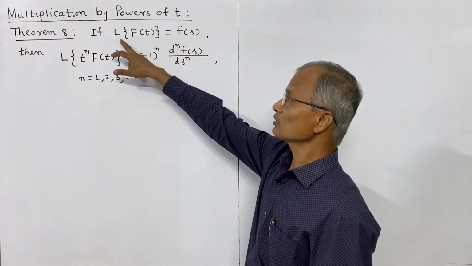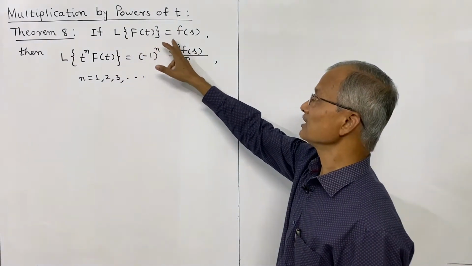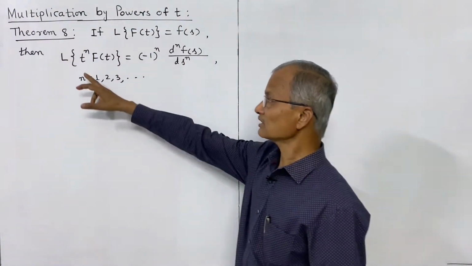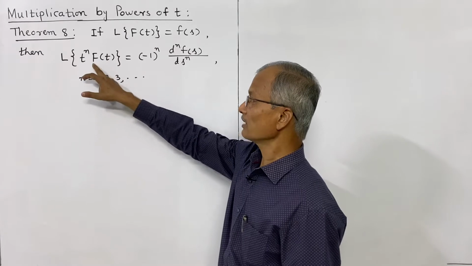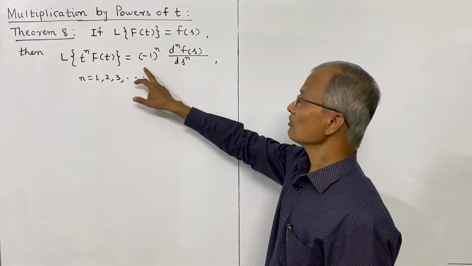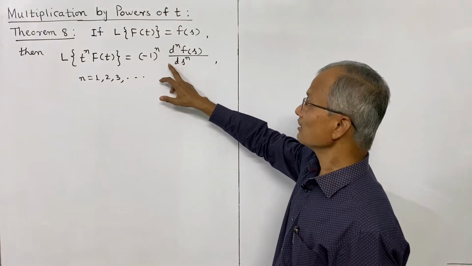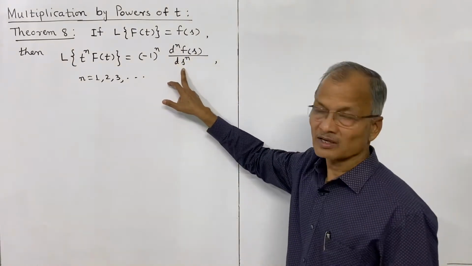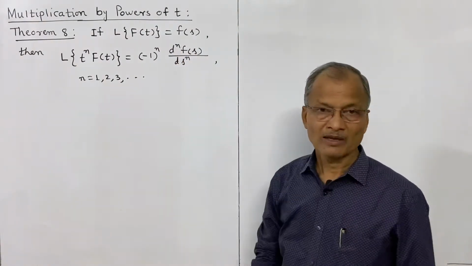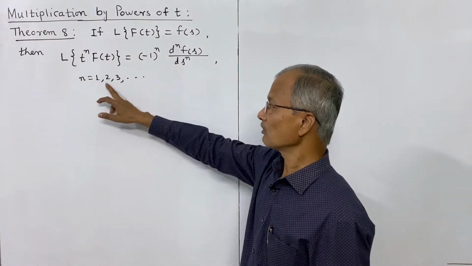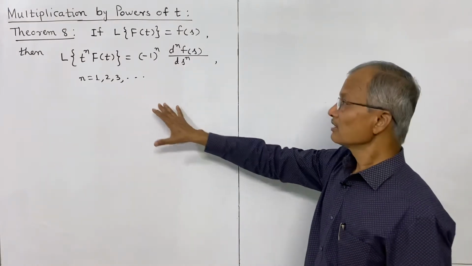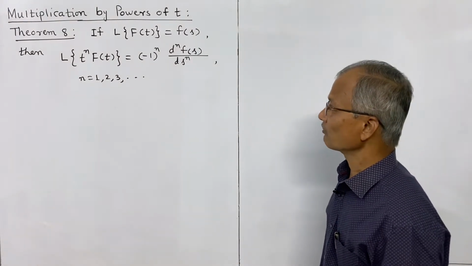First, we shall suppose the Laplace transform of f of t is equal to small f of s, the usual notation. Then the Laplace transform of t power n f of t is equal to (-1) power n into the nth derivative of f of s with respect to s, d^n f(s) by ds^n, where n is equal to 1, 2, 3, etc., that is, n is a positive integer. So this is the result that we want to prove.